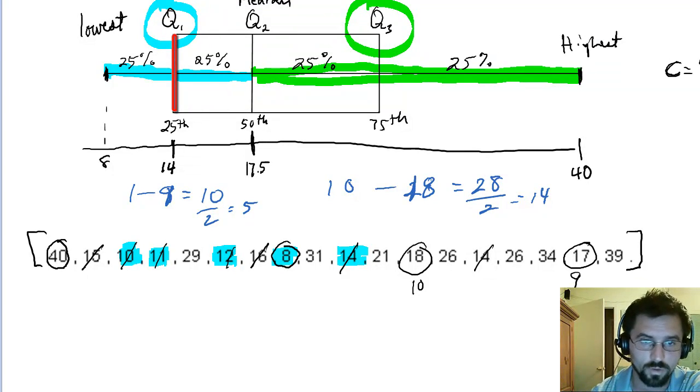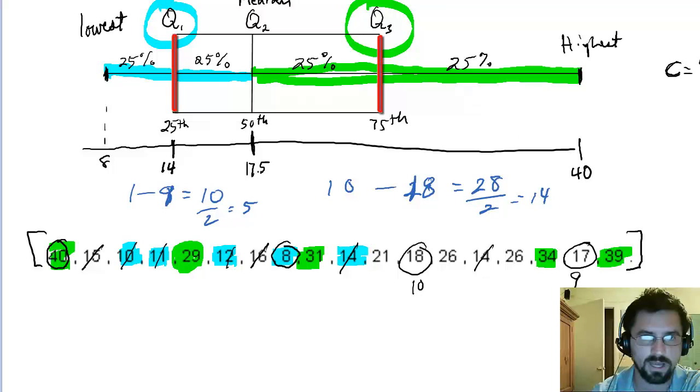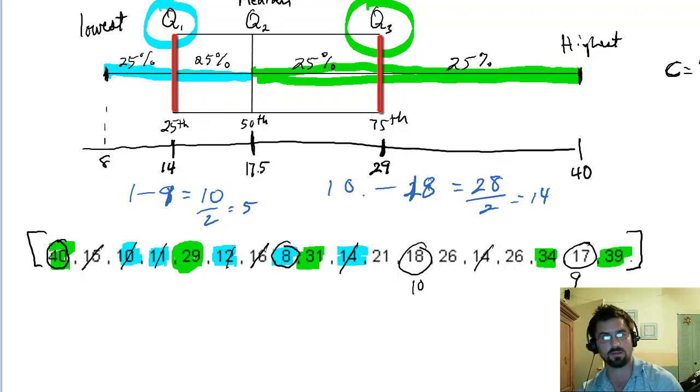Okay, and what about the third quartile? Well, we'd have to find the 14th number in the array. So counting down from the 18th number, which was 40: 18, 17, 16, 15, 14. So that number, 29, is your third quartile. And that's basically how you do it.